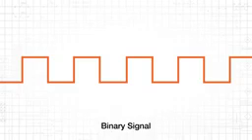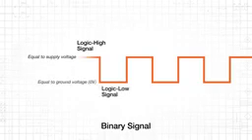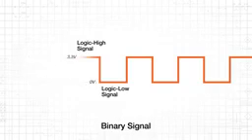In typical single-ended digital circuits, a logic high signal has a voltage that is equal to the supply voltage, and a logic low signal has a voltage that is equal to the ground voltage or 0 volts. If the supply voltage for a digital circuit is 3.3 volts, electrical signals would resemble rectangular waveforms that transition between 0 and 3.3 volts.